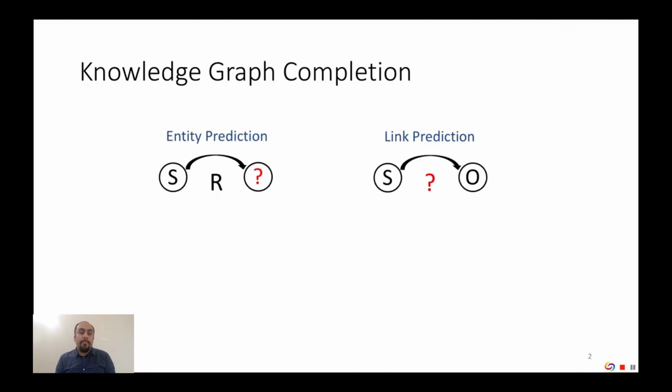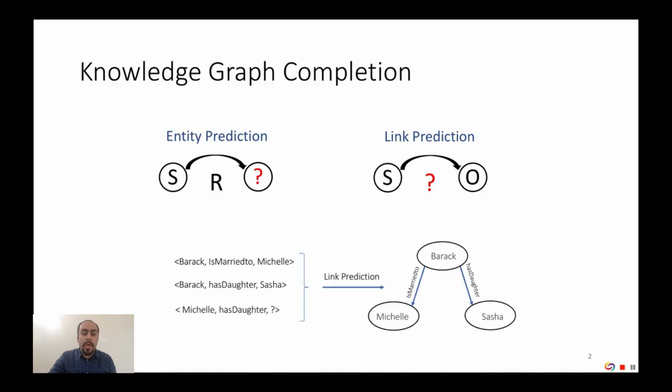One of the most important tasks in knowledge graphs is basic knowledge graph completion, which can be defined through two different scenarios. The first one is entity prediction, which can be defined as predicting or generating missing entities based on a specific relationship. And the second one is the link prediction task, which can be defined as predicting a missing relationship between two entities. For example, for link prediction, if we know that Barack Obama is married to Michelle, and furthermore, we know that Barack Obama has a daughter, Sasha, we should be able to conclude that Michelle has daughter, Sasha.